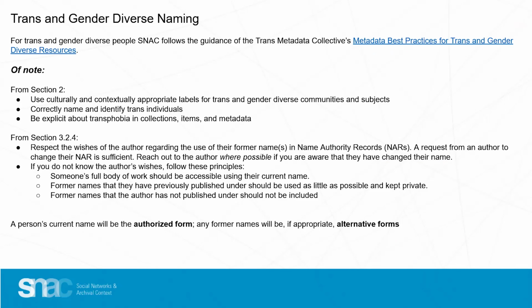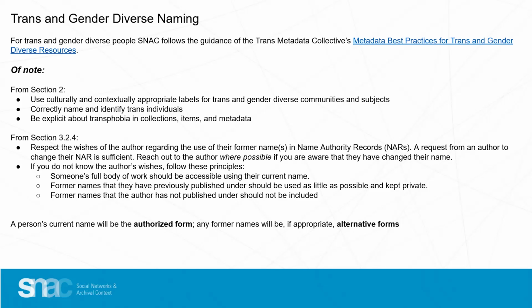So on the topic of trans and gender diverse naming, SNAC follows the guidance of the Trans Metadata Collective's metadata best practices for trans and gender diverse resources. There are a couple parts of note. One, that we want to use culturally and contextually appropriate labels for trans and gender diverse communities and subjects. We want to correctly name and identify trans individuals. And we want to be explicit about transphobia in collections, items, and metadata.